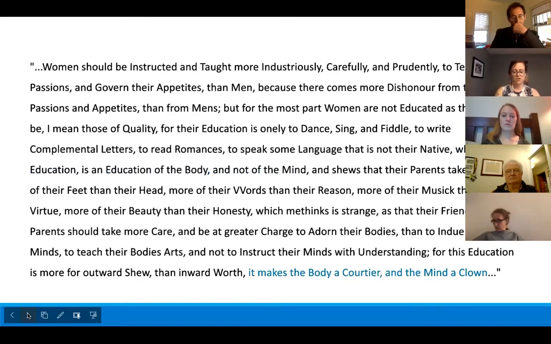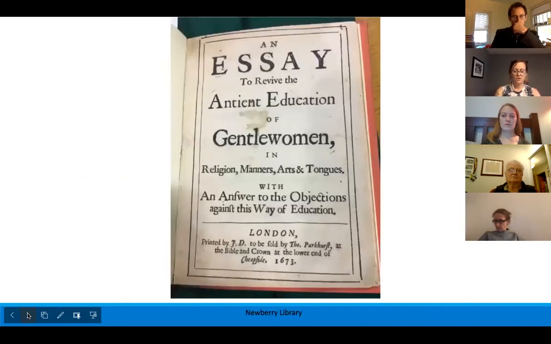Cavendish's juxtaposition of the body a courtier and the mind a clown recalls what she had written 9 years earlier about women being treated like children, fools, or subjects. Her sustained criticism of gender inequality was likely why Bathsua Makin included Cavendish in her essay on women's educational reform.